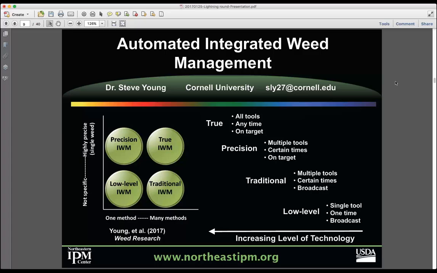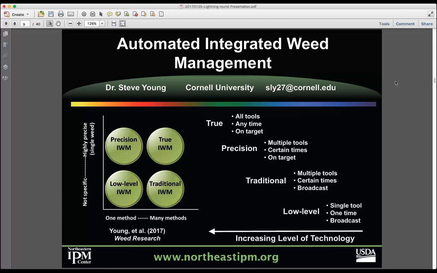Okay, this is Steve Young. Hope you can hear me. Yes. Cornell University in Ithaca, New York, where it is currently 3:11.